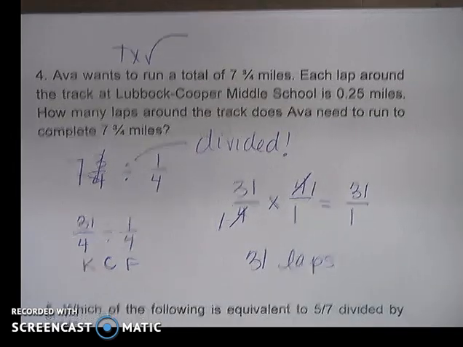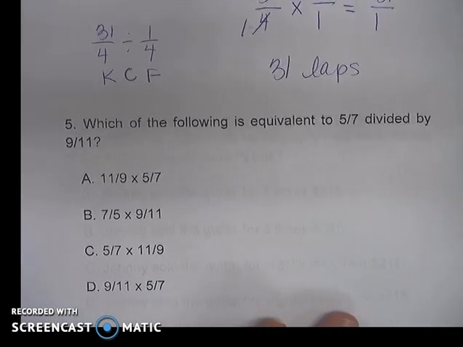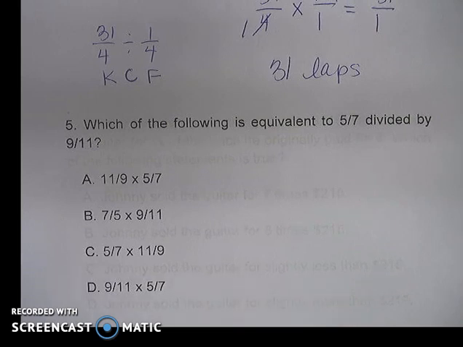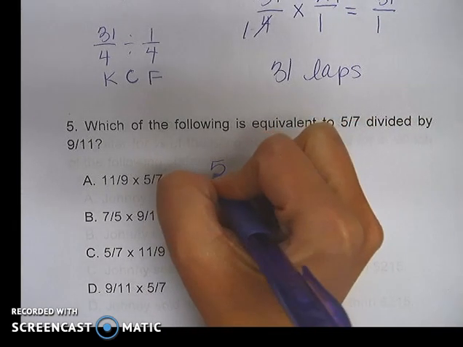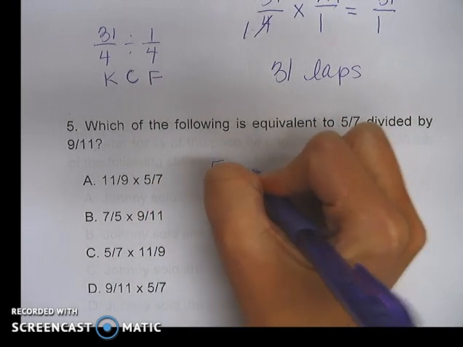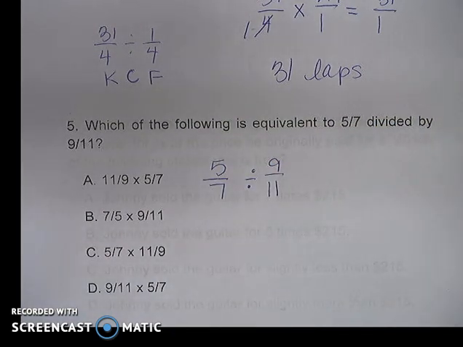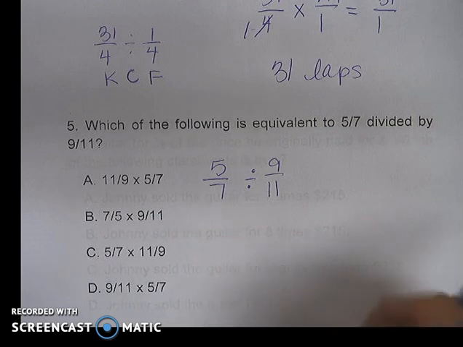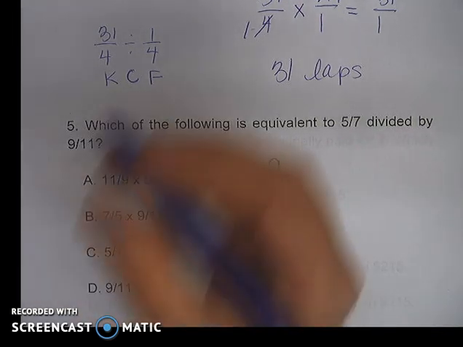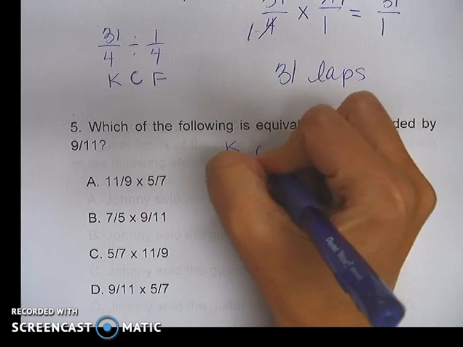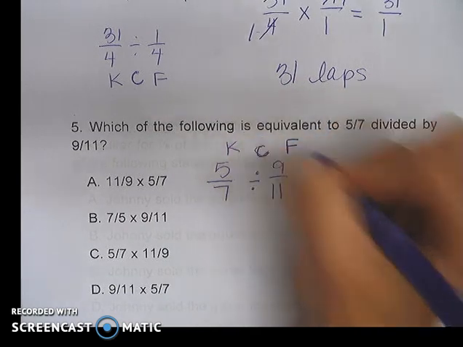Okay, be super careful. Which of the following is equivalent to 5/7 divided by 9/11? 5/7 divided by 9/11. Well, whenever you are dividing fractions, what do you have to do? Well, first step is you have to change it to an improper fraction if it's a mixed number. Well, both of these are already just regular fractions, so I don't have to do that step. Then you move on to the second step, which is keep it, change it, flip it.